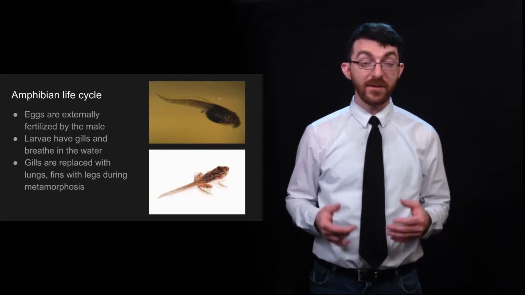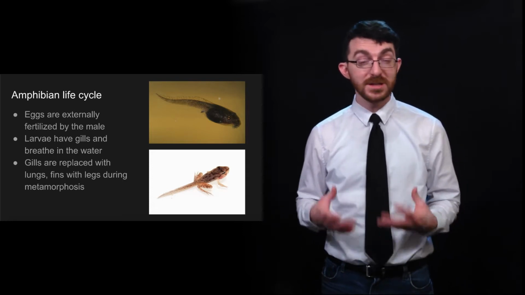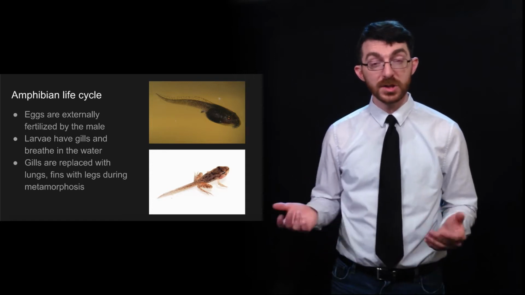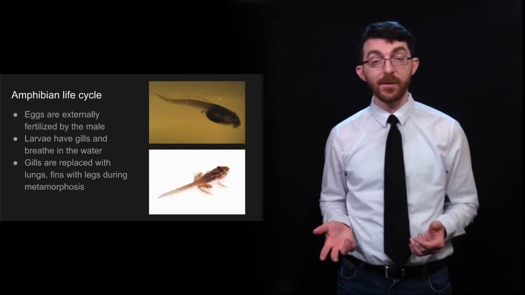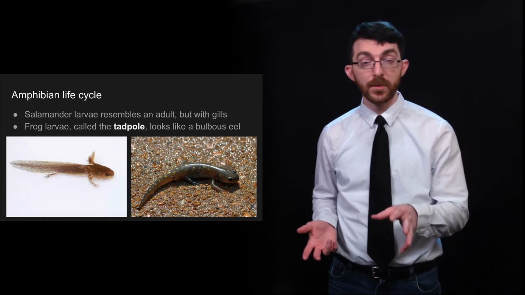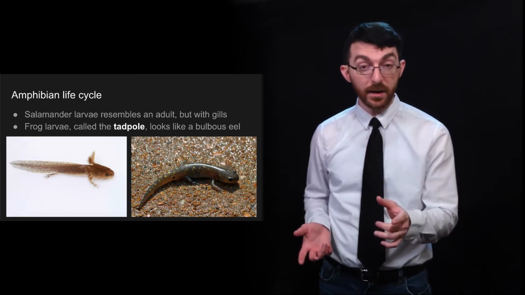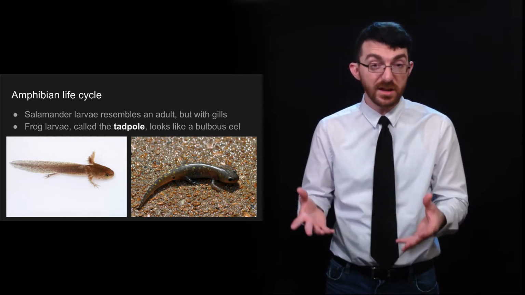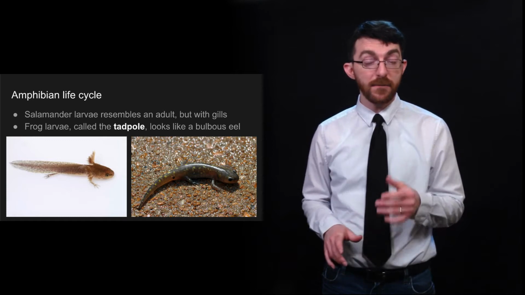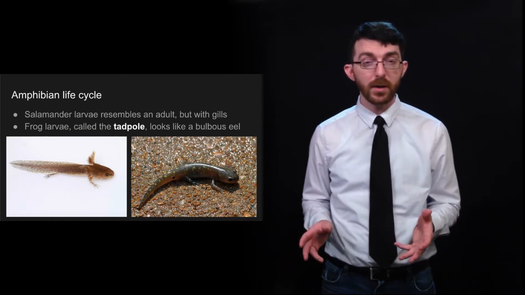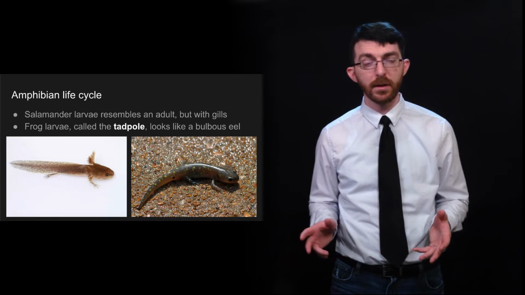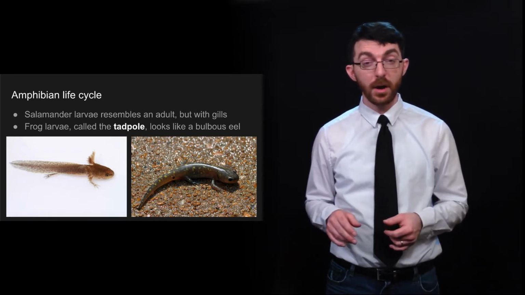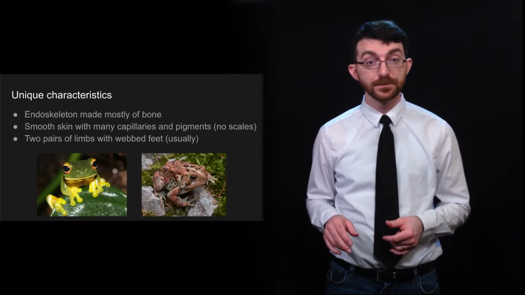So the larva will have gills, and when they metamorphose into adults, then they will develop lungs, and even their fins will turn into legs, assuming that they came out with fins. Not all of them do. For example, the larva of a salamander starts out with legs. It basically looks like a miniature version of the adult. It just has gills instead of lungs. The frog larva, on the other hand, is a tadpole. I think we're all pretty familiar with those here in North America. And they kind of look like a bulbous eel, so they undergo a much bigger transformation.